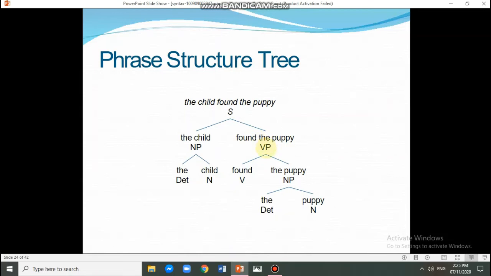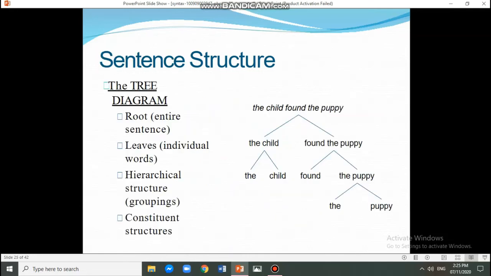Another, the verb phrase. The verb phrase here starts with a verb, of course, which is the word found, and a noun phrase, another noun phrase, which we break down again: the puppy. Remember here, we break it into two. So the same thing here: the puppy, which is the noun phrase, consists of the as a determiner and puppy as the noun. So that is how the tree diagram is broken down. Again, if you look at it here, this is the root, the leaves, the hierarchical structure, and the constituent structures.